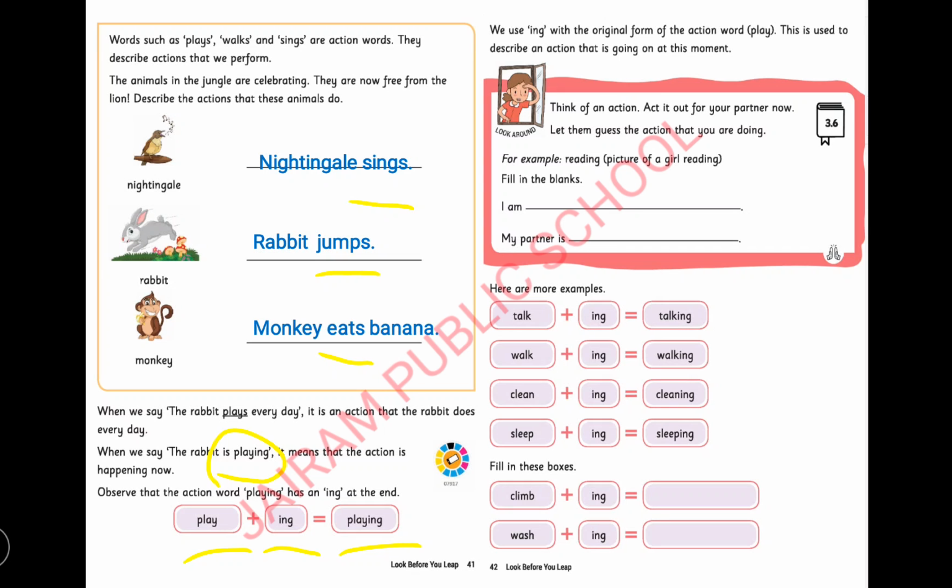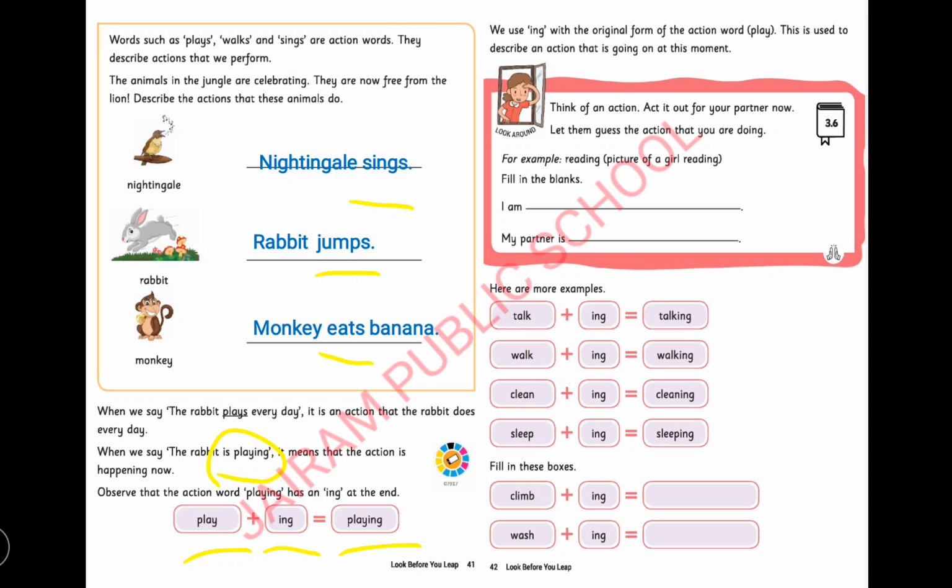Okay. Now let's do the look around activity. Think of an action. Act it out for your partner now. Let them guess the action that you are doing. For example, reading. Picture of a girl reading. Okay, if a girl is reading, what will we say? She is reading. We will say like that. So here what we should do is, I am.